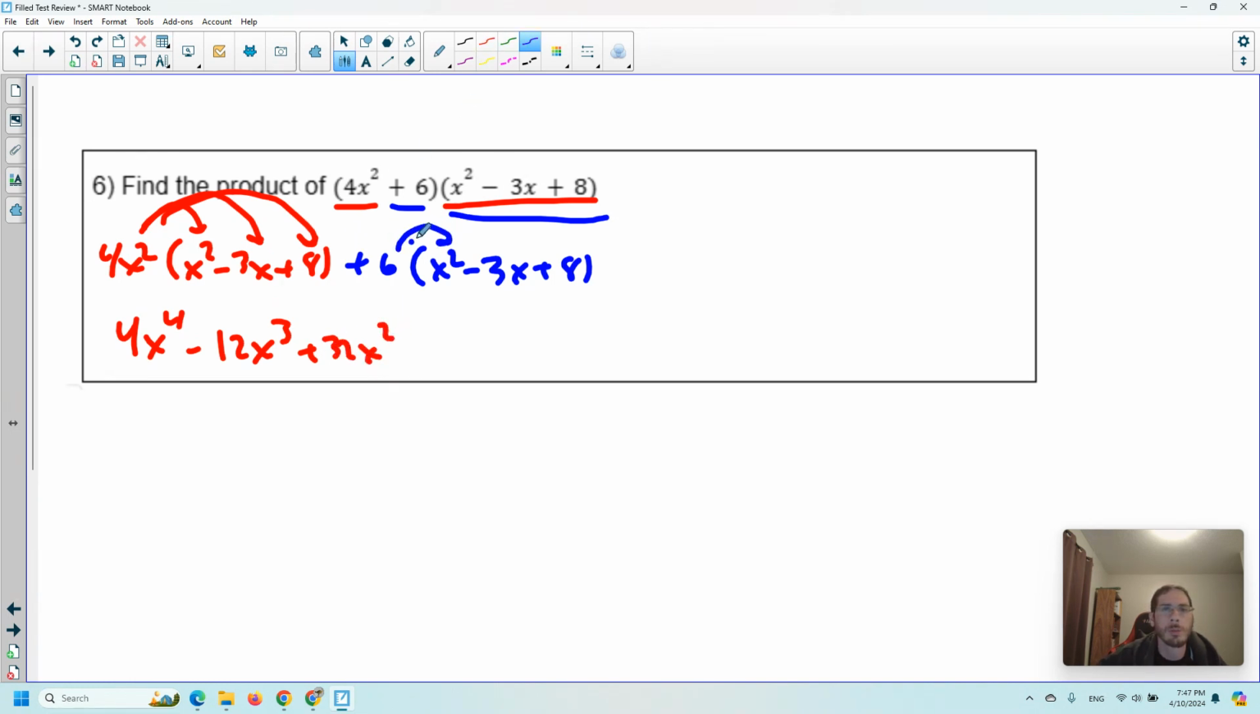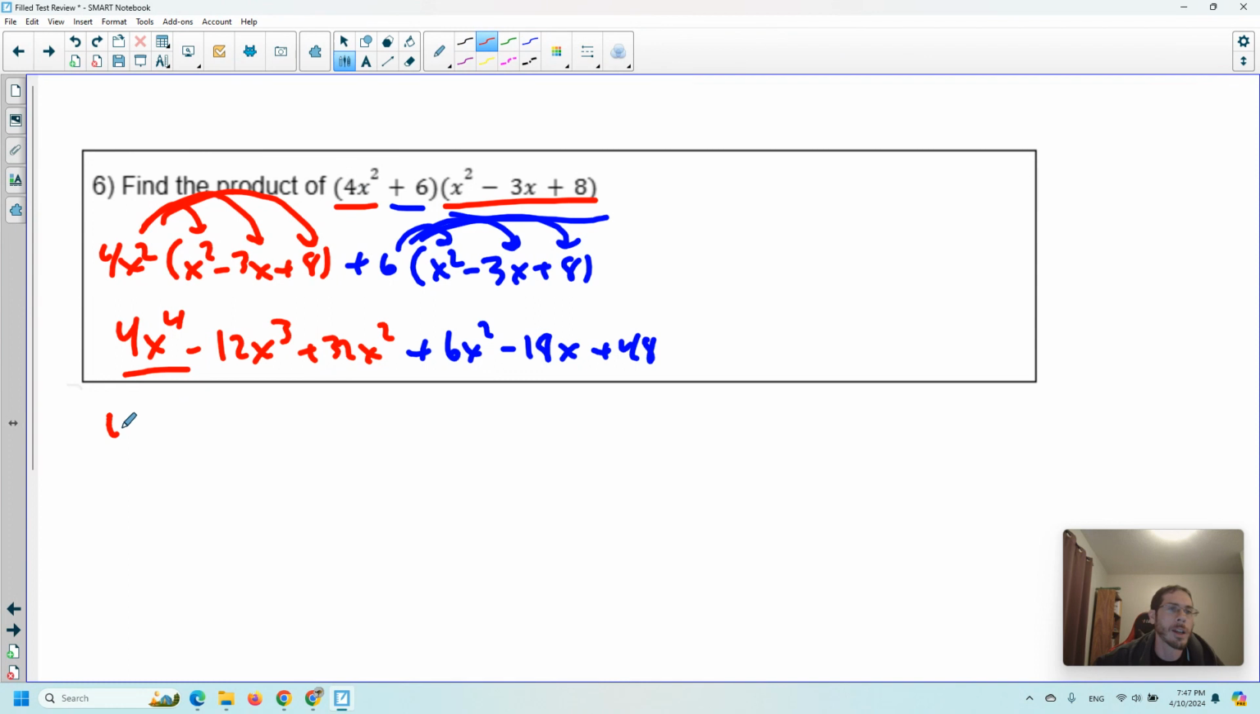In blue, we distribute everything again. So it's a whole bunch of distributing if you wanted to do it this way. We get 6x squared. 6 times 3 is 18x. And then 6 times 8, we would get 48. Again, I got that minus sign because that minus sign just kind of travels with it. I'm almost done. I just have to combine all the like terms.